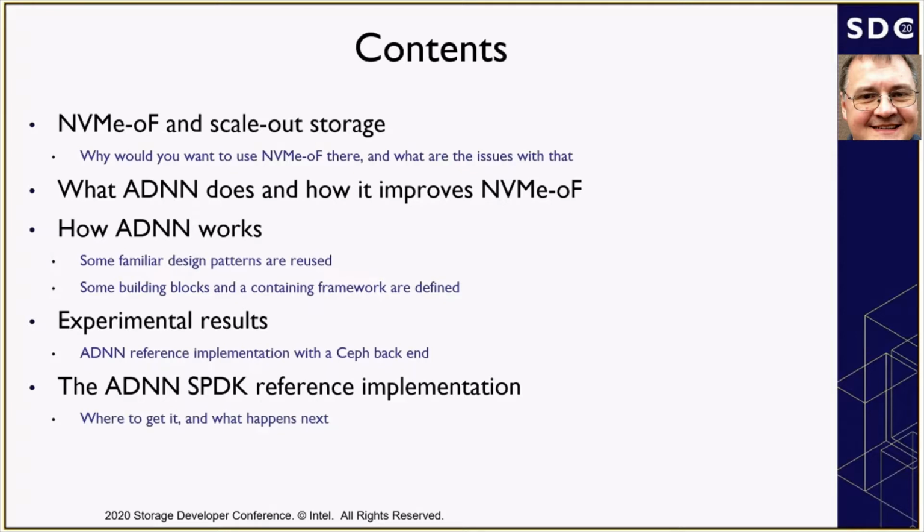a backend. Ceph being an existing sort of poster child cloud scale block storage system. Everyone knows about it, and so it's a good target for experimentation. Then we'll talk about the availability of the ADNN reference implementation in SPDK, where you can get it and what needs to happen next with that.